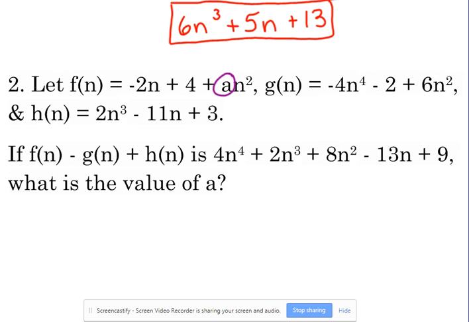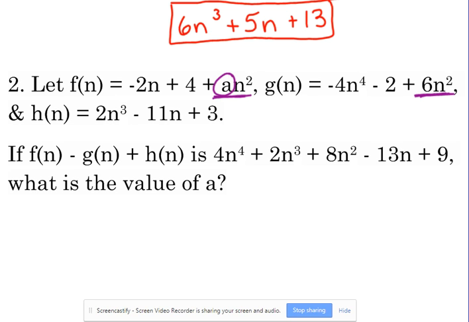So we are combining these functions. It's f minus g plus h gives us this result. Well, if we're just adding and subtracting, the only thing we have to worry about are n squared terms. Okay, so only f and g have n squared terms.